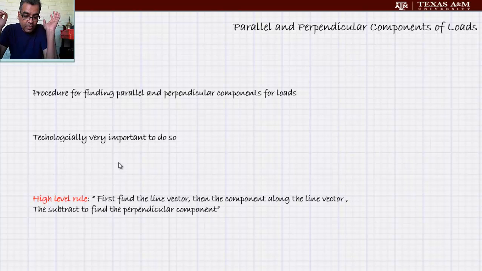So we talked about the technological relevance, the high level learning objective. The high level thinking process is that you want to find the line vector, the line along which you want to find the component. Find the component. If you want to find perpendicular things, don't try to find another line vector. Just subtract the parallel component from the total. You will get the perpendicular. This requires some calculation and some knowledge of vectors. We're going to see an example and other things. So when we get close to that, you will see how we work. Okay. So let's go.